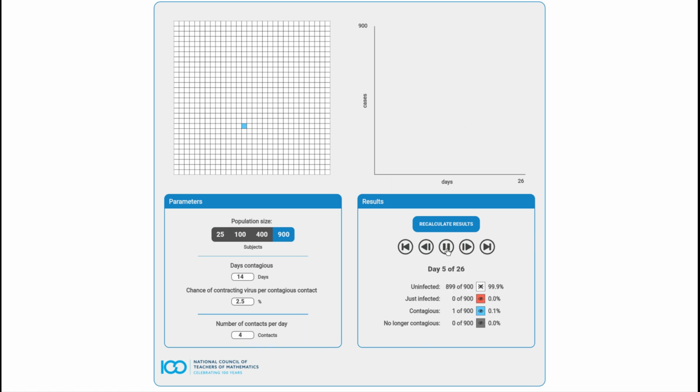The one person, does somebody else, yeah, one other person gets sick, and then it's over. So just 2 people have it, and it's done.